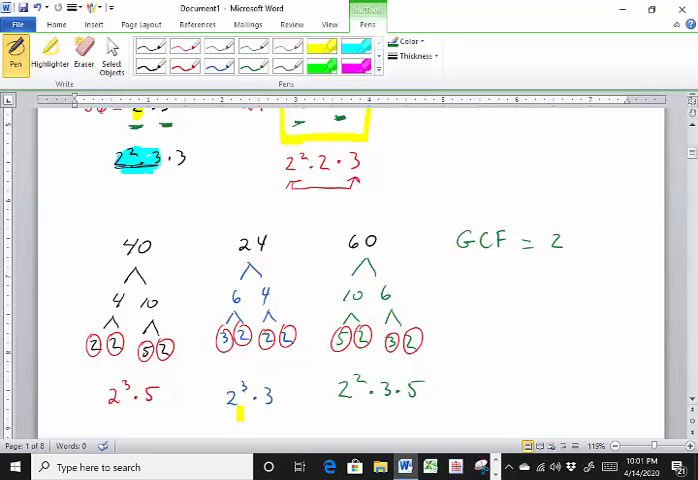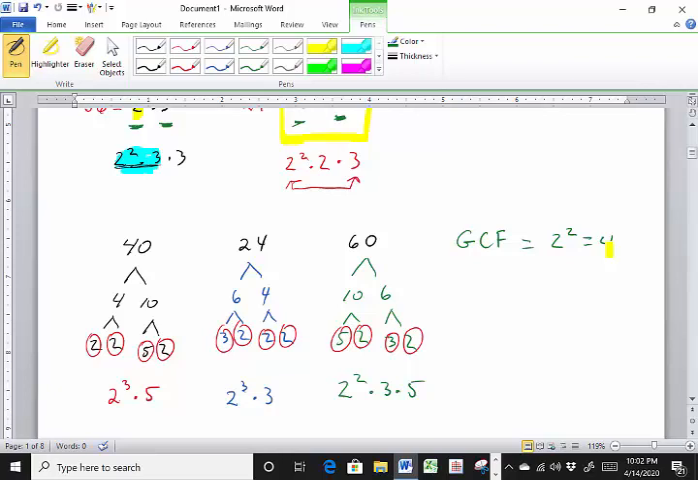So the next thing we need to do to get the GCF is pick the smallest exponent out of all 3 of these exponential notations for 2. Well, there's 2 cubed in 40, there's 2 cubed in 24, and there's 2 squared in 60. So it's going to be 2 squared. That's the smallest exponent on the 2. So 2 squared is 4. That means that 4 is the largest number that will go into 40, 24, and 60. Okay? So that's the GCF.